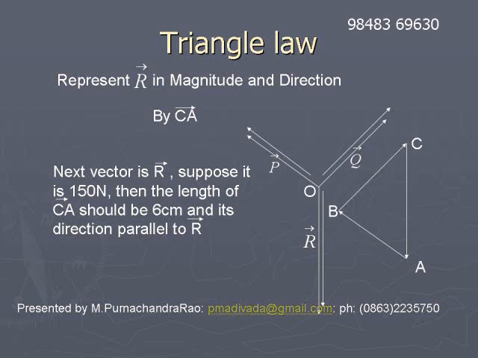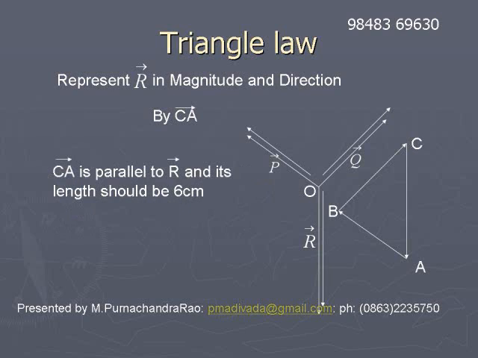Represent r bar in magnitude and direction by CA bar. The next vector we have to choose is r bar. Suppose it is 150 newtons, then the length of CA bar should be 6 centimeters and its direction parallel to r bar. So CA bar represents the vector r bar. It is parallel to r bar and its magnitude is equal to 6 centimeters.